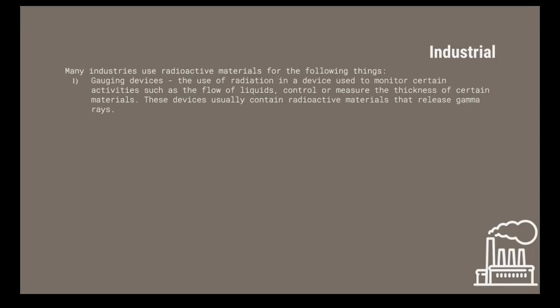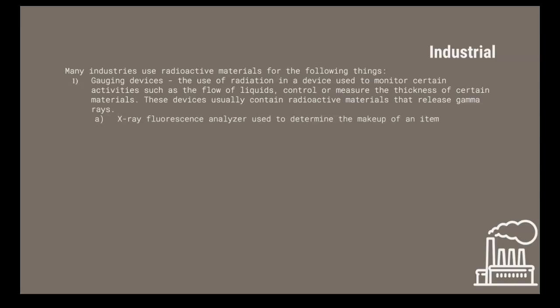Industrial, so different companies would use different electromagnetic radiation in order to solve certain problems and help with certain issues. So for example, there's things like gauging devices that are used to maybe measure thicknesses of certain substances or to see the flow rate of liquids or to measure certain things. Usually these contain radioactive materials that release gamma rays.